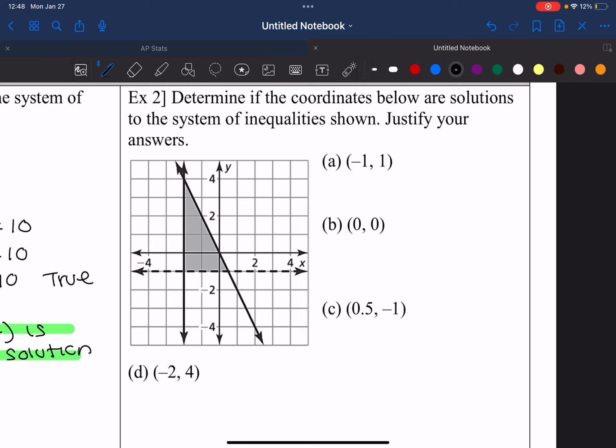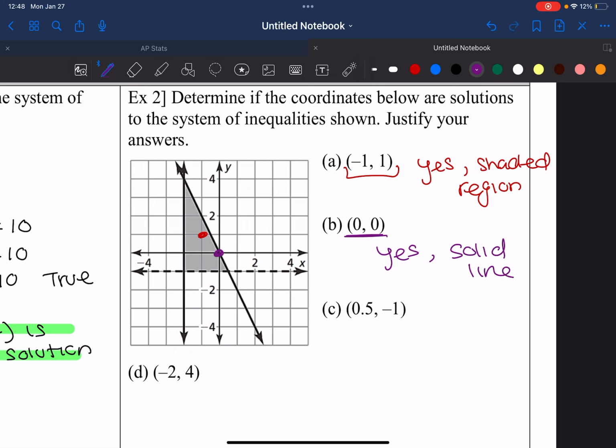Number 2 says determine if the coordinates below are solutions to the system of inequalities shown. Justify your answers. So now we're looking at each of these points and seeing where they fall on the graph. So -1, 1. Since it falls in the shaded region, we would say, yes, this is a solution because it's in the shaded region. Okay, then we look at this next point, 0, 0. So right here at the origin, we would say, yes, this is a solution because it's on a solid line.